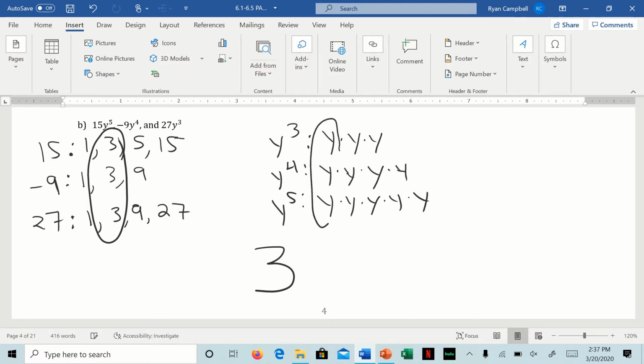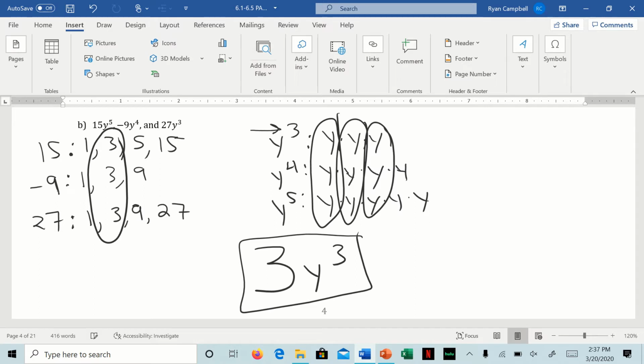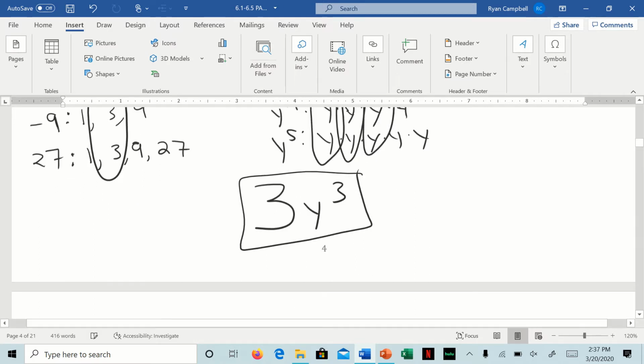So again, there's 3 y's in common with all of them. So that's just going to be y cubed. Or 3 is the smallest exponent, so y cubed. Any way you want to think about it.